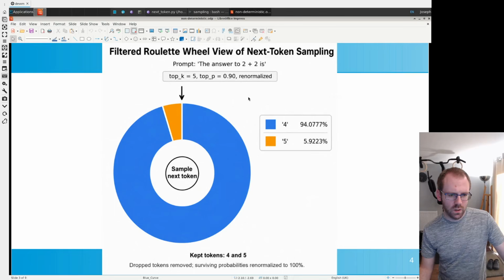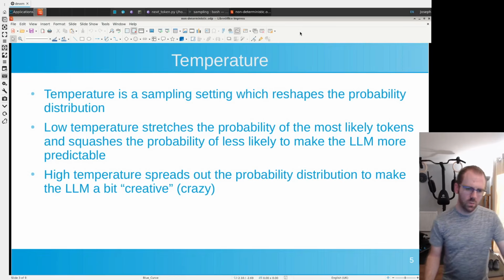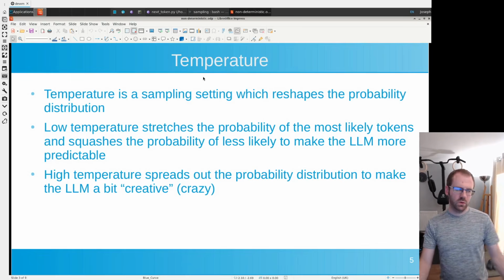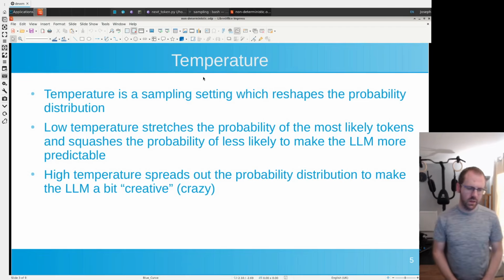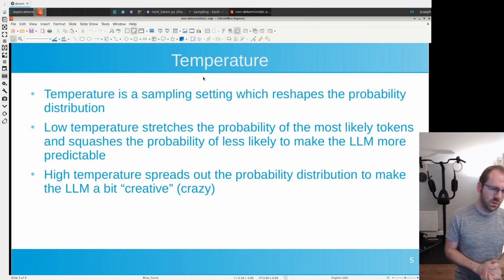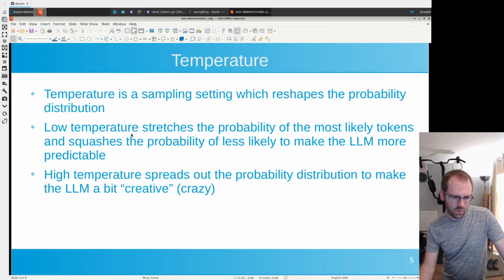So what was I going to cover next? I forget. Temperature, right, temperature. So temperature is the most well-known sampling setting. What it does is it reshapes the probability distribution. If you set the temperature lower, basically it takes the tokens that are already likely and makes them more likely, and then it squashes everything else. So if you think of that roulette wheel, we're taking the likely stuff and making it more likely and compressing everything else.